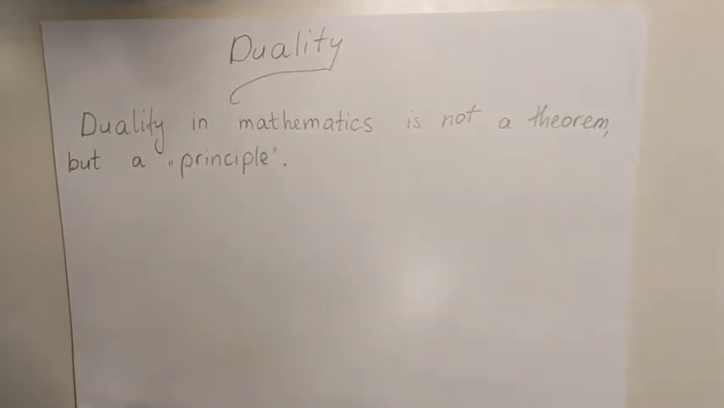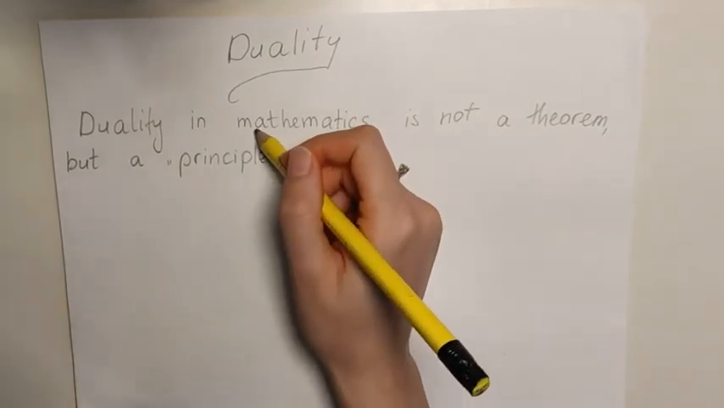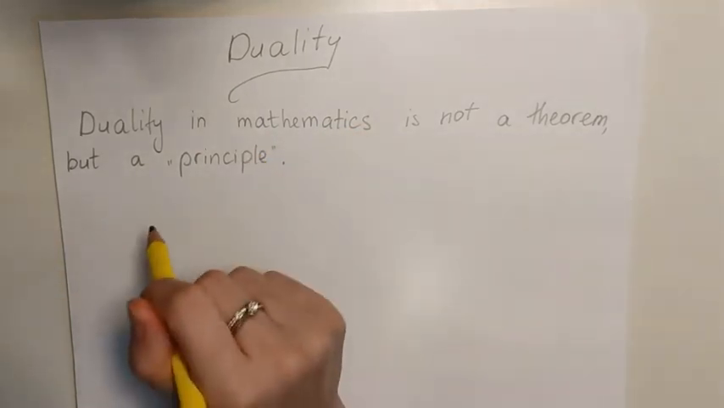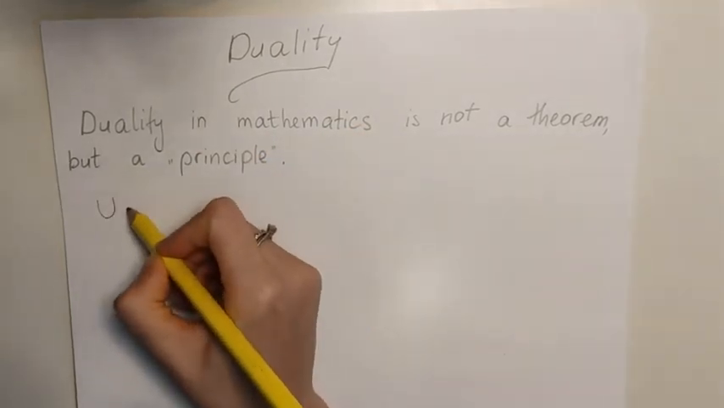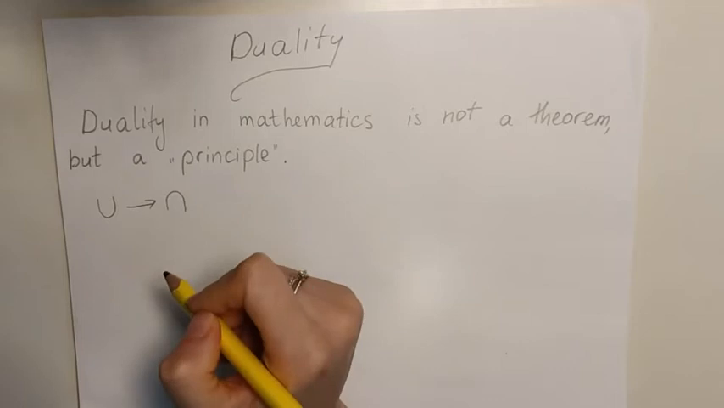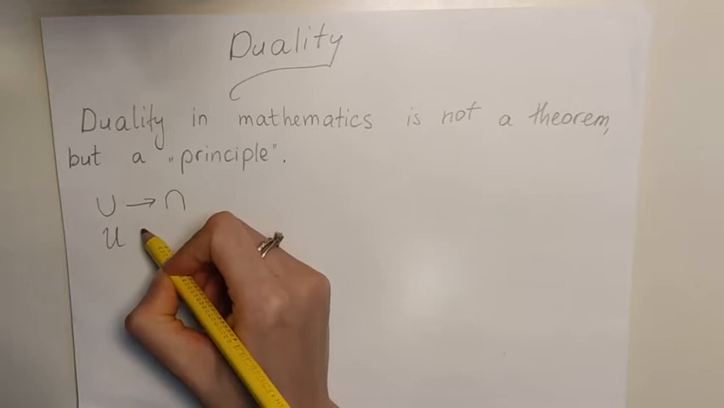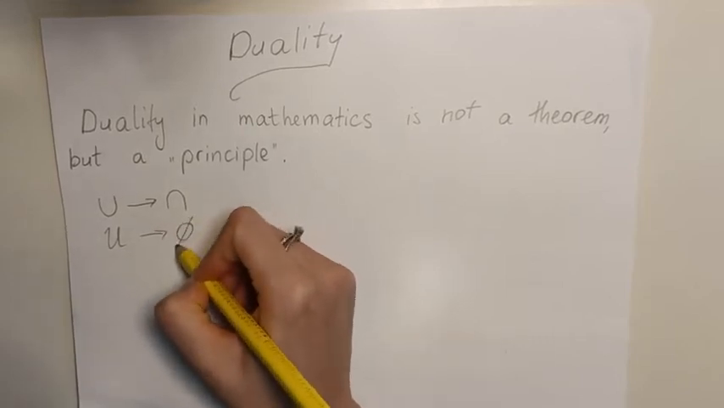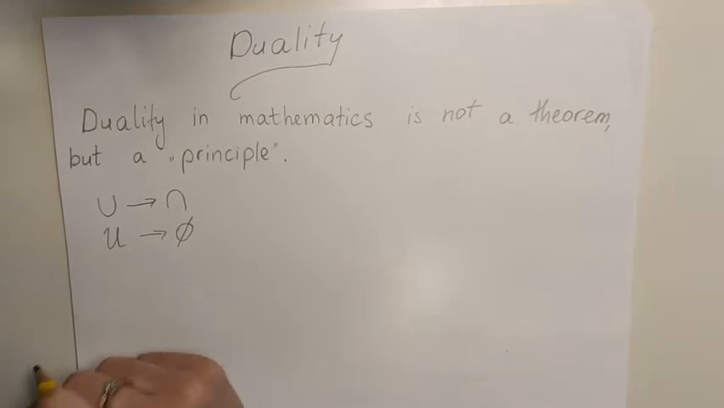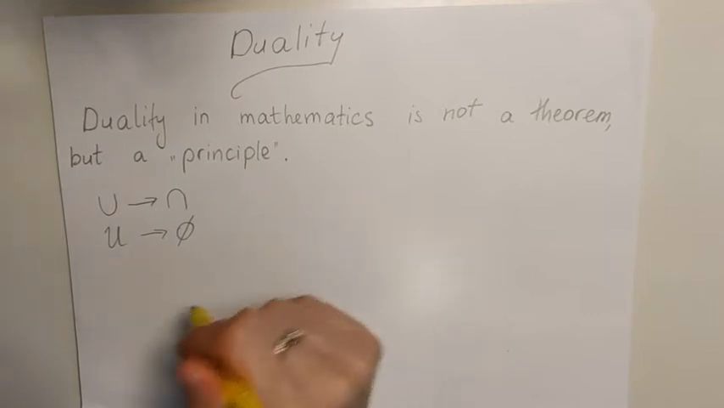Today we're gonna talk about duality. In mathematics, it's not a theorem but a principle. The duality principle states that for any true statement, the dual statement is obtained by interchanging unions into intersections and interchanging the universal set into the null set. And if the dual of any statement is the statement itself, it's said to be a self-dual statement.